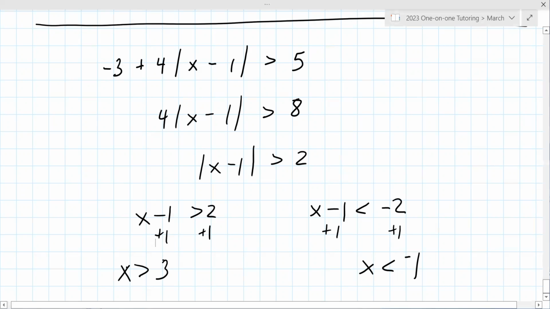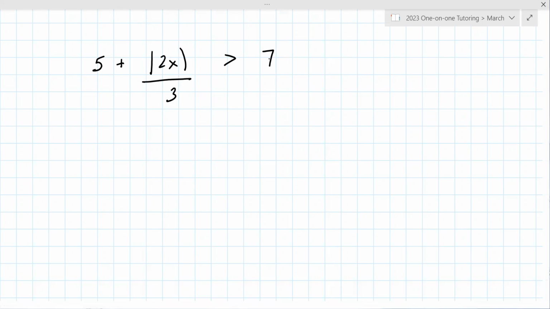Let's get you a couple more here to look at. Let's go 5 plus absolute value 2x divided by 3 greater than 7. Go ahead and give this one a try, please.